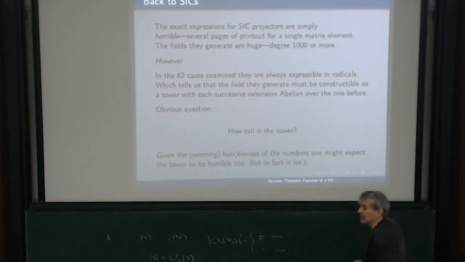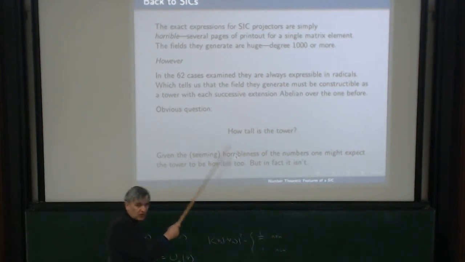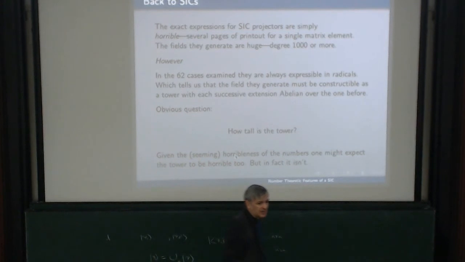If we go back to SICs, we know from calculating 62 different examples that they seem always to be expressible in radicals. It tells us they generate a power of the kind I've just described. And the immediate question you obviously ask is, well, how tall is the tower?